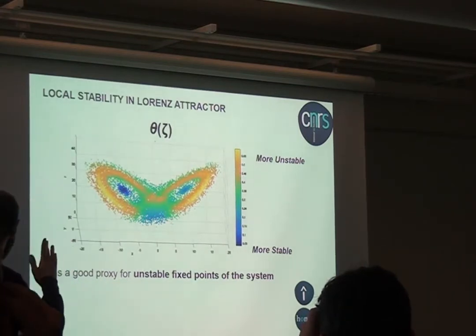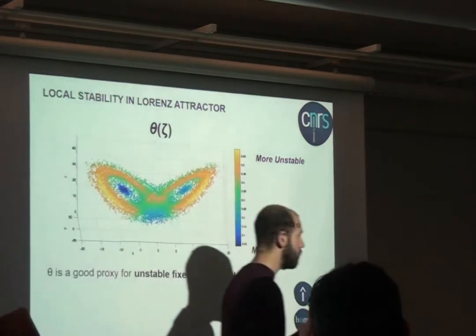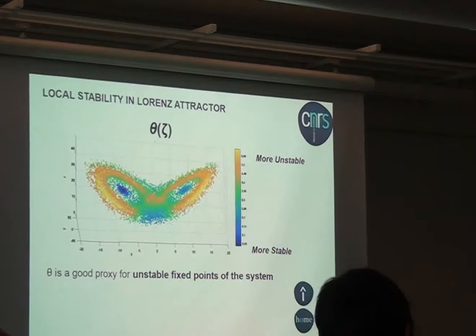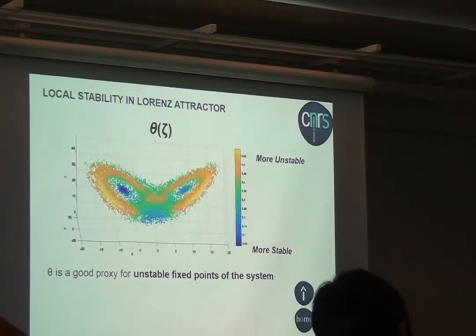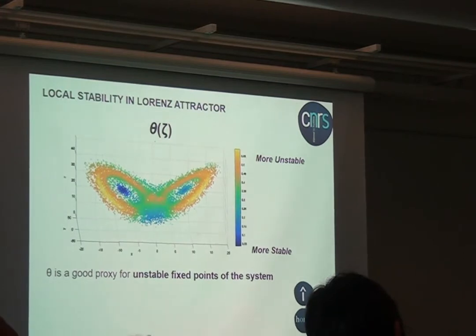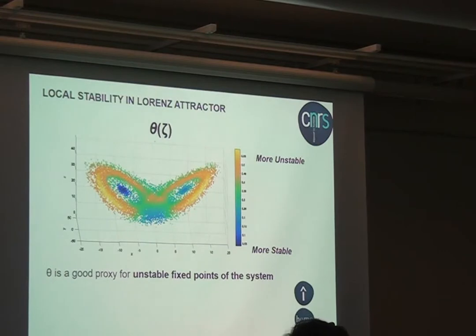Is it clear how we compute this? No. Okay, so I'll do it very fast here. So imagine that we are on the Lorenz attractor and we do this trajectory. Then I fix this point zeta, okay? Now I compute all the distances from zeta and the trajectory. And I look at the minimum distances, okay?